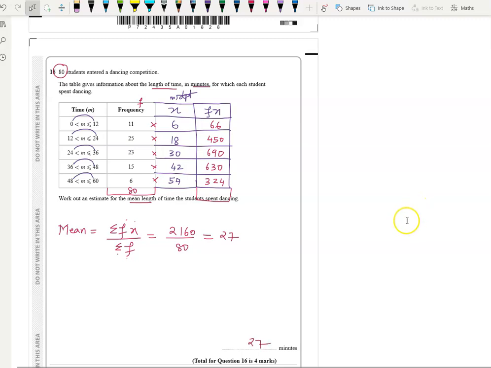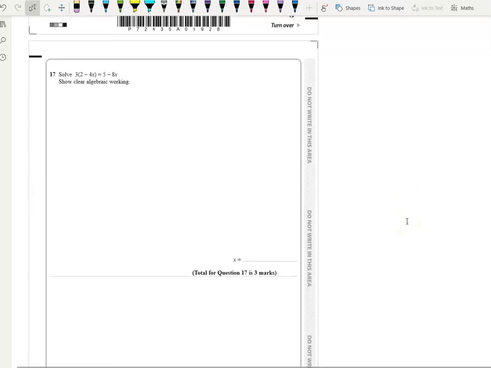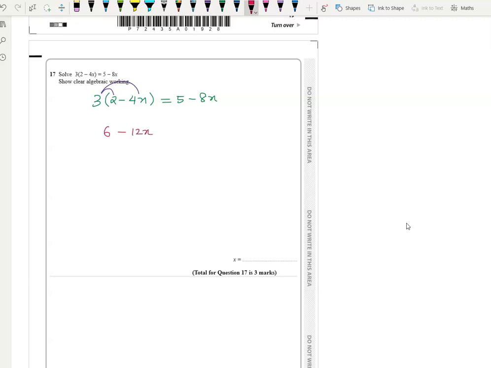Okay. Next question. Solve, show clear algebraic working. So basically it's a linear equation in one variable. So 3 bracket 2 minus 4x equals 5 minus 8x. Step number 1 is to expand the bracket. You multiply 3 to the first term 2, and 3 to the second term. So 3 times 2 is 6. 3 times 4x will give you 12x, equal to the right hand side, keep it the same.